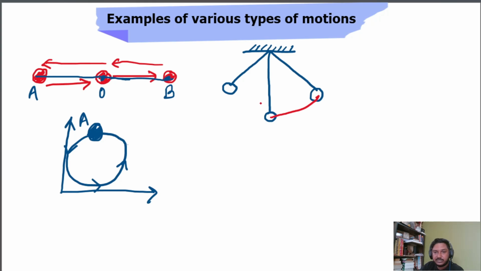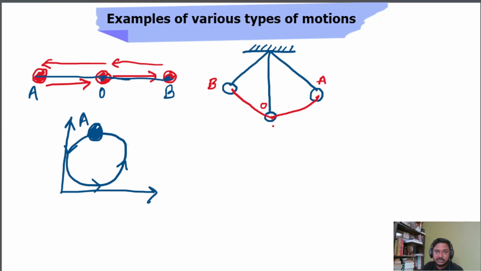Let's name these points. Let's say this is the point O, this is the point A. It comes back to O and then to the point B, and then back to O. So this is an oscillation because the particle starts from the point O, moves to point A, B, and then back to O. So the initial and the final point at the completion of one cycle is the same.